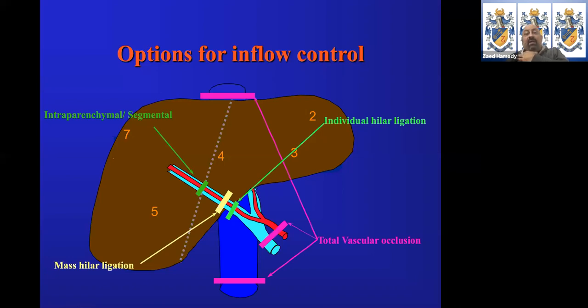Encircling the vena cava, suprahepatic and infrahepatic, I've seen some people doing it. I must say, in my experience, it's not useful unless you are losing lots of blood, which you shouldn't. Blood loss in a major liver resection should not exceed 700, 750, maximum 1 liter. And therefore, we certainly find that total vascular exclusion is not required at all.